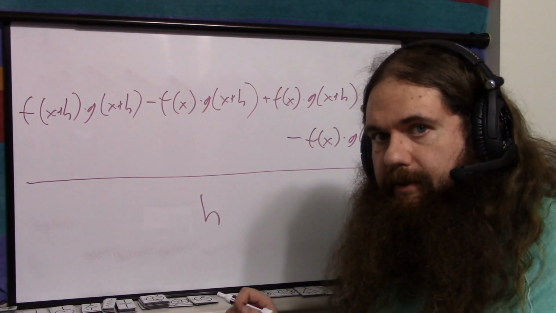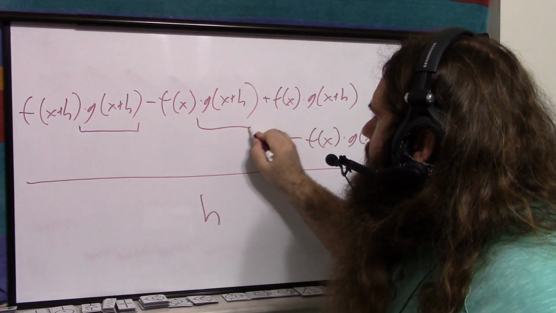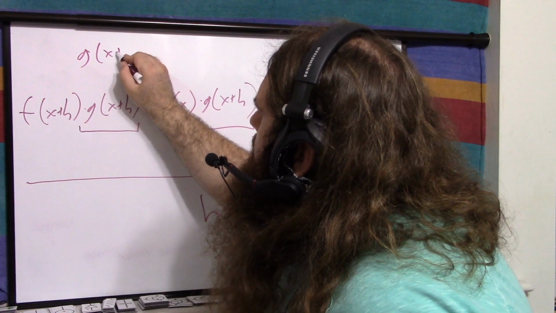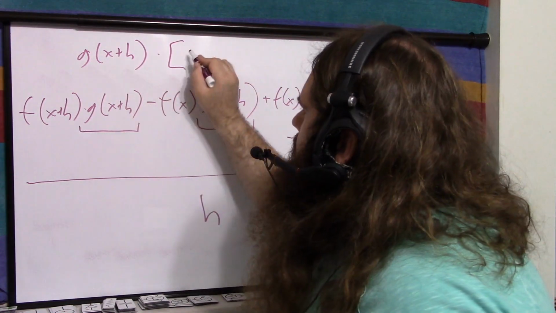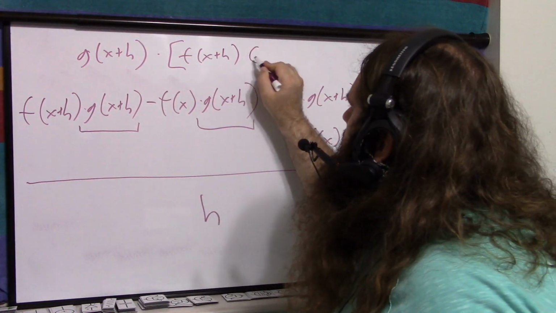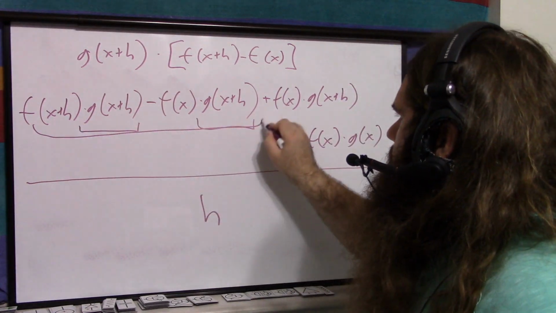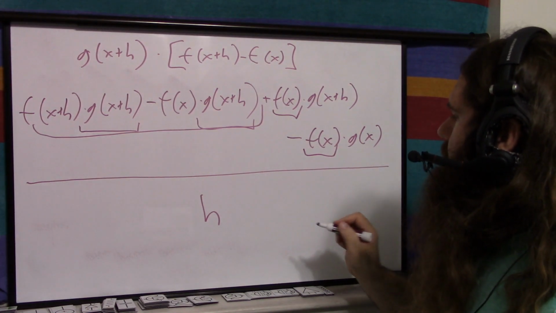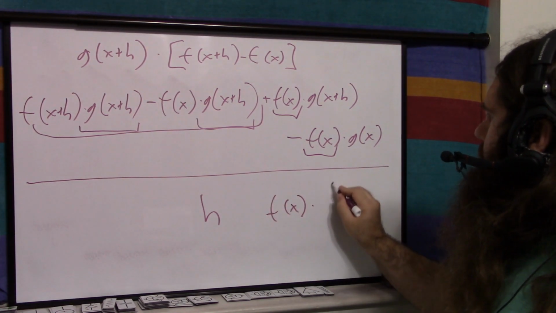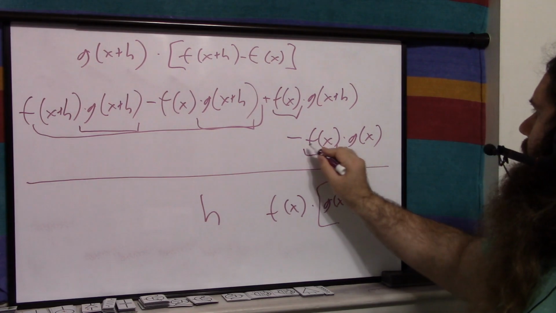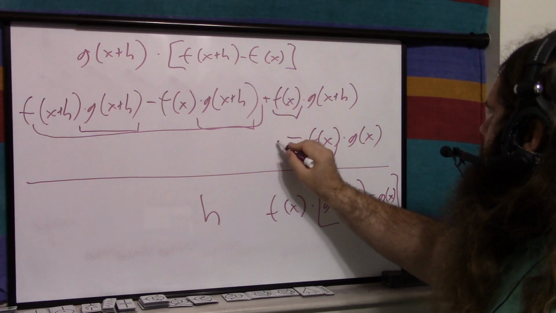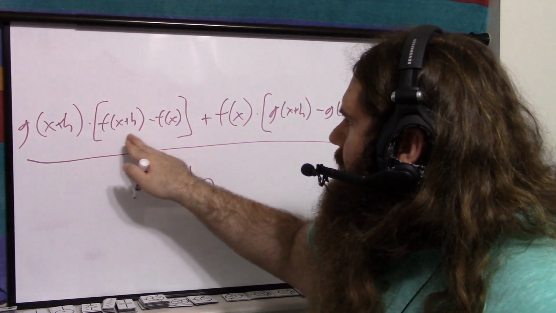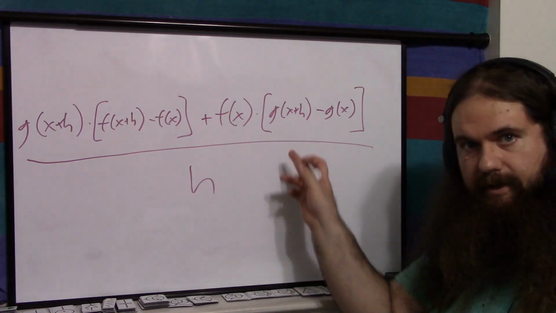However, I can factor. g of x plus h is in both of these. So we get g of x plus h times f of x plus h minus f of x. And that is just me factoring this part. What if I factor this part? There's an f of x in both of these. So we get f of x times g of x plus h minus g of x. And that's just this whole thing. I just factored. And here it is. g of x plus h factored out, and f of x factored out. I just rewrote it neat.